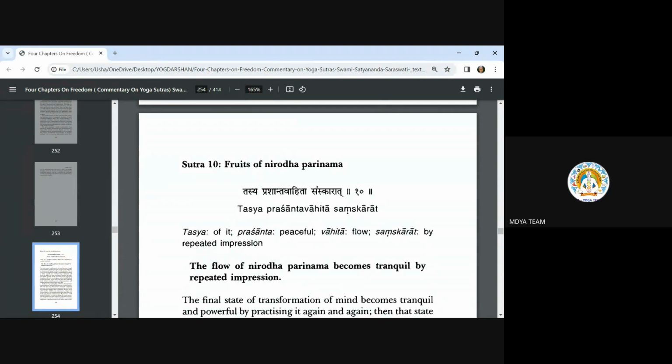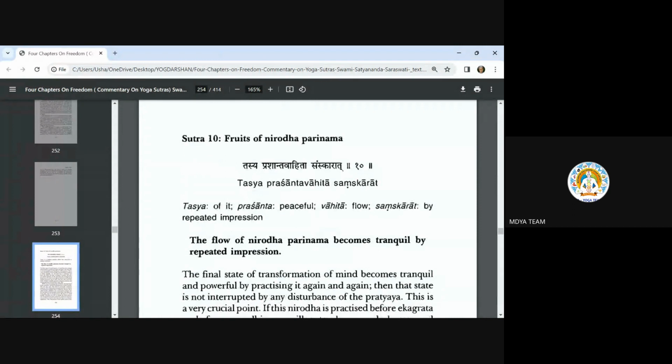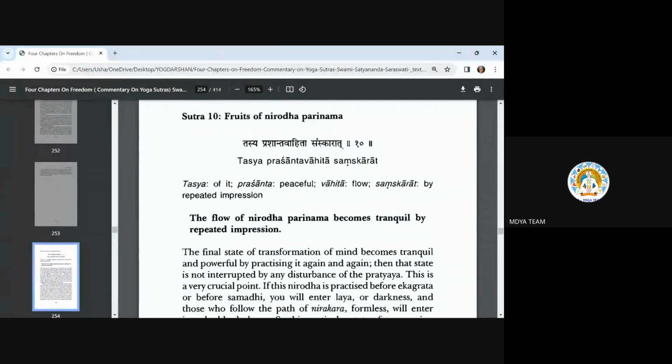Yeah. So thank you, Lipalika. That was a good explanation. I mean, you need to be clear. That's the intent. Okay. Now we'll go into the 10th sutra.